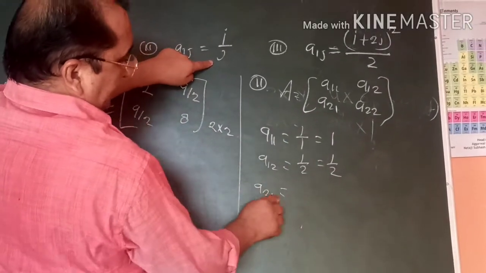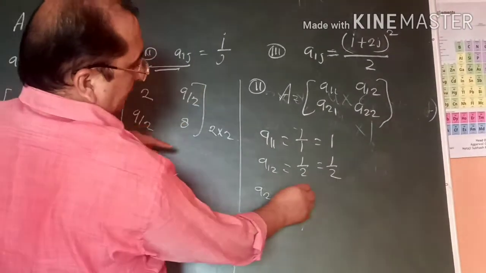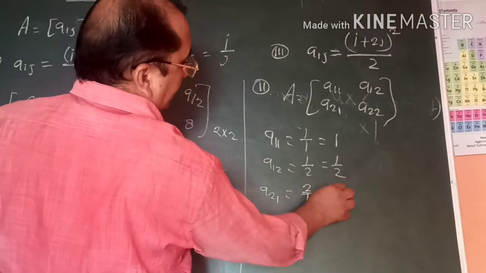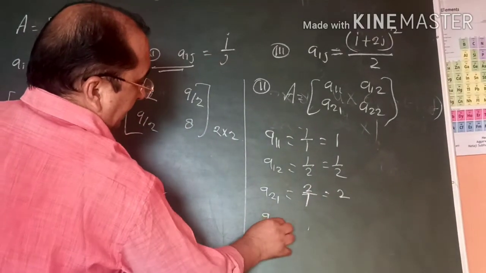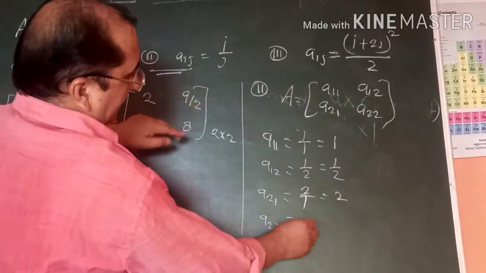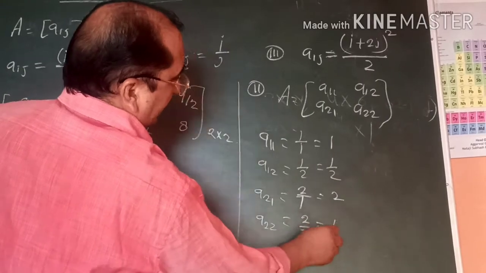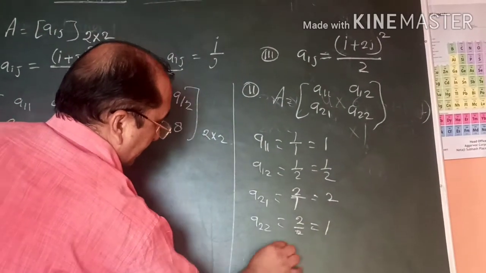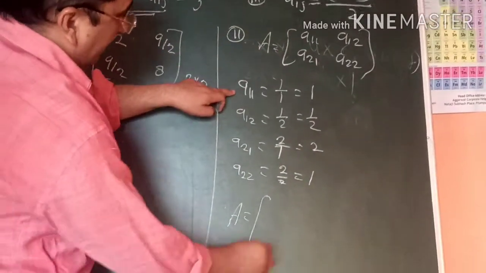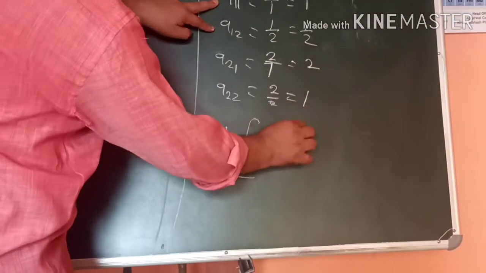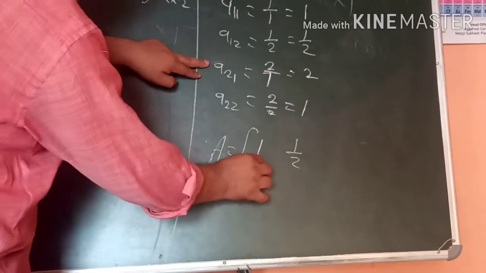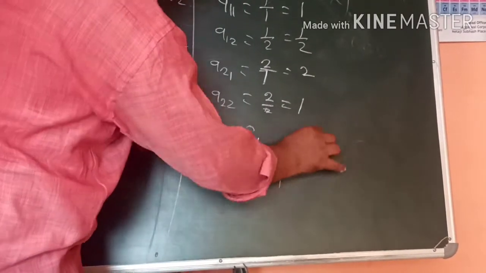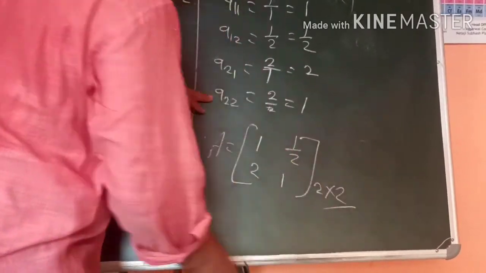a21 means i upon j, i is 2, 2 upon 1 means 2 will come. a22, i upon j, this is 2 upon 2 equal to 1 will come. We can put these values here. a11 is 1, a12 means 1 by 2, a21 means 2, a22 means 1 will come. This is 2 cross 2.